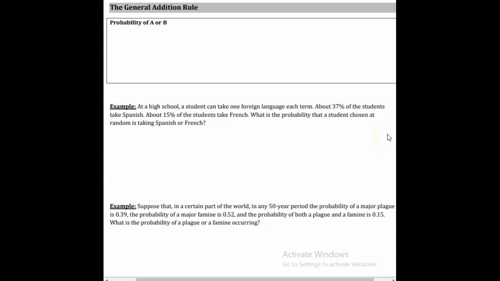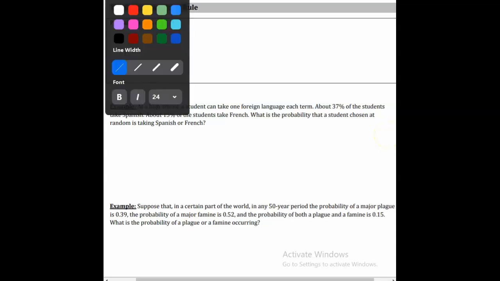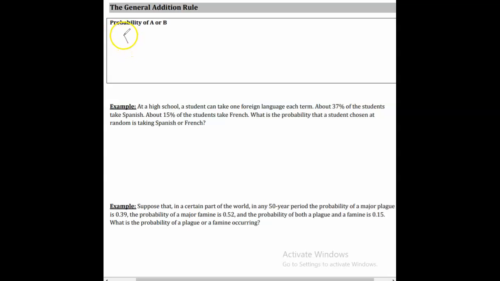Okay, now we're going to talk about the probability of A or B. If I think of what that looks like on a Venn diagram, remember we decided that A or B means any part of it. So I'm going to start with the probability of A plus the probability of B.